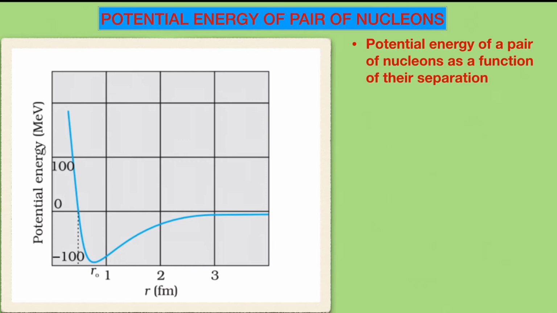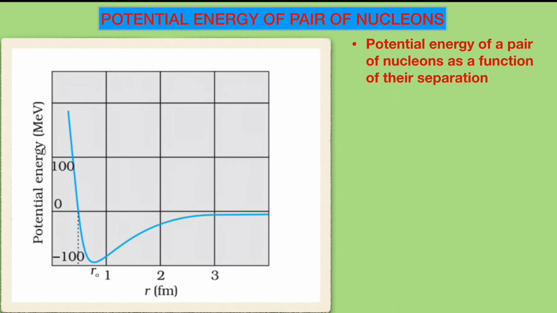So this graph plots potential energy against the separation between two nuclei, that is, the potential energy of the pair of nucleons. On the x-axis we have taken the separation in femtometer, and 1 femtometer is equal to 10 power minus 15 meter. On the y-axis we have taken potential energy, again in terms of mega electron volt.